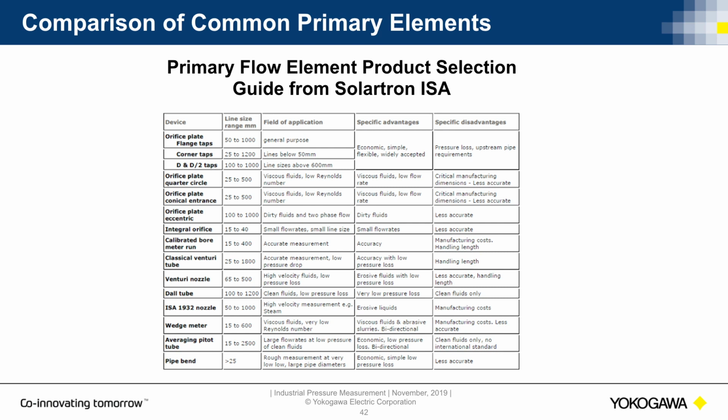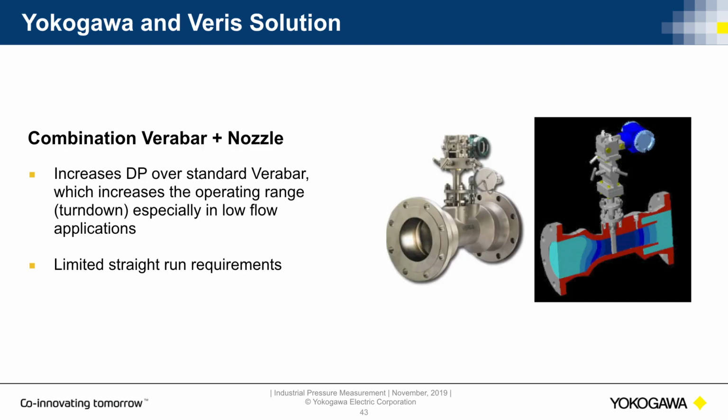Looking at a couple quick solutions, Yokogawa has teamed up here with Veris. This is one of our Veris solutions, combining a Verabar and the nozzle. Again, this increases that DP over the standard Verabar and increases the operating range, and is especially good in low flow applications. The nice thing about this is it gives you limited straight run requirements. So if you've got a tight space and you need to put something in, you have the availability to do that.